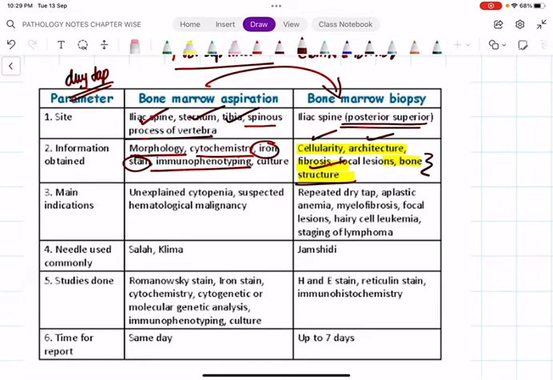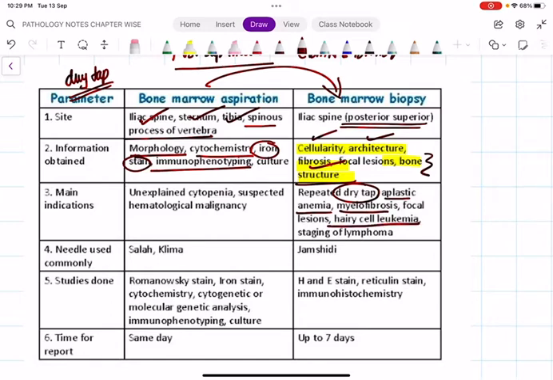Fine? Okay, then coming to the main indications. Almost all cases we will do bone marrow aspiration. Just remember it like this for an undergraduate level. Except whenever there is a dry tap, whenever there is aplastic anemia, whenever there is myelofibrosis, whenever there is hairy cell leukemia.